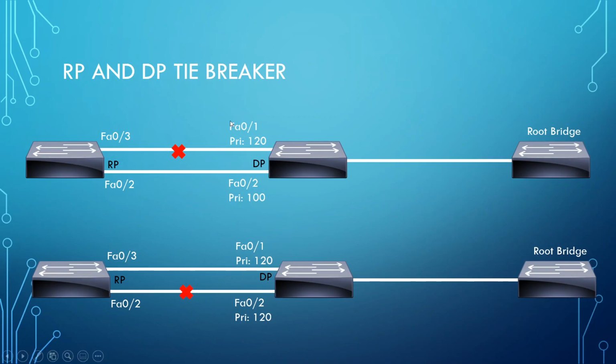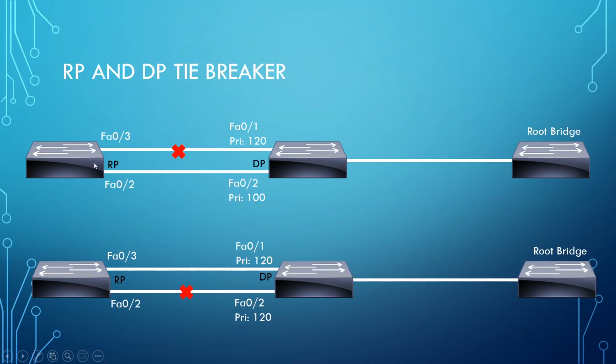So then the first tiebreaker we have is going to be port priority. Port priority is a feature which is configurable on an interface, the STP priority. And in this case, the neighboring interface with the lowest port priority will be selected as the root port. So in this example, as you can see, we have two ports here, one with a port priority of 120, one with a port priority of 100.